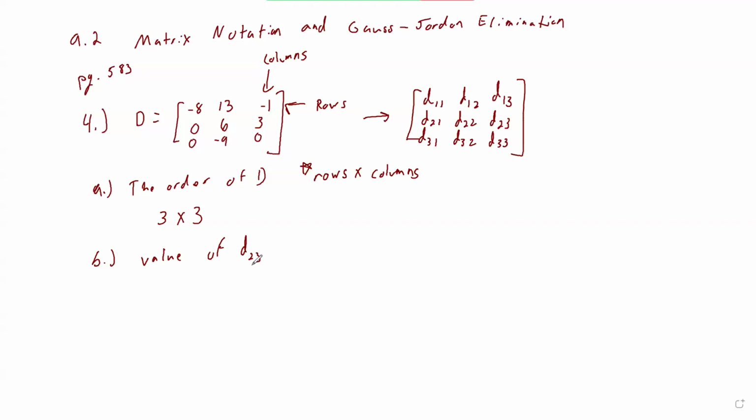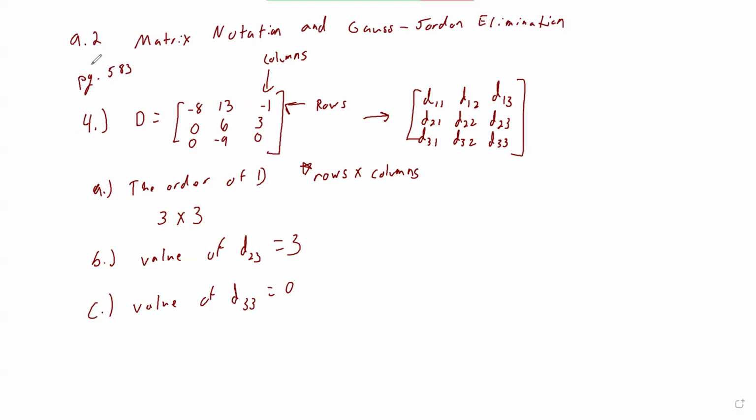So that's what these little numbers mean. The first number represents the row that you're at, and the second number is the column. So I'm looking for row 2, column 3, and that would be 3. Let's look at the value of D33. Again, that'd be row 3, column 3, and that value is 0. And that's it.